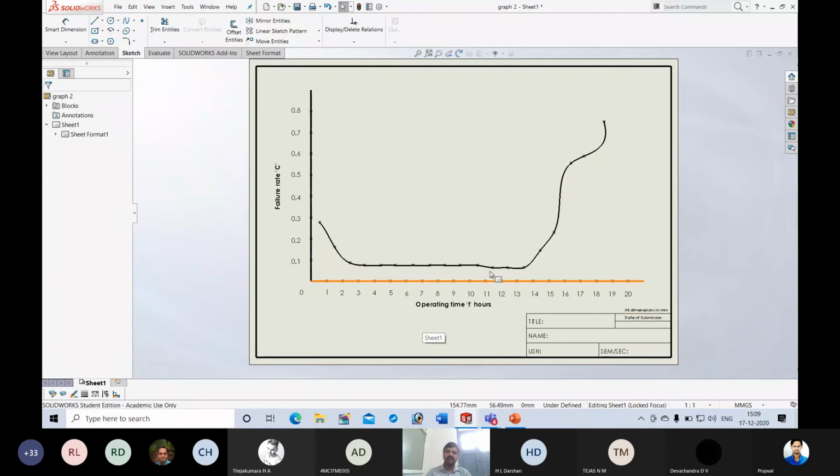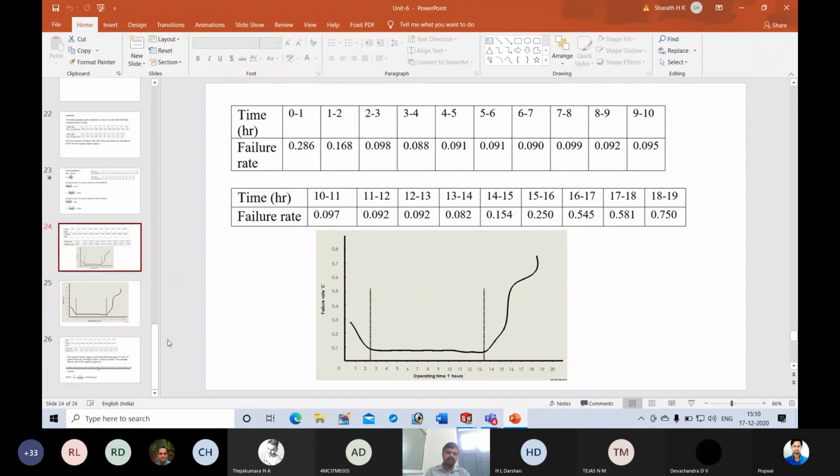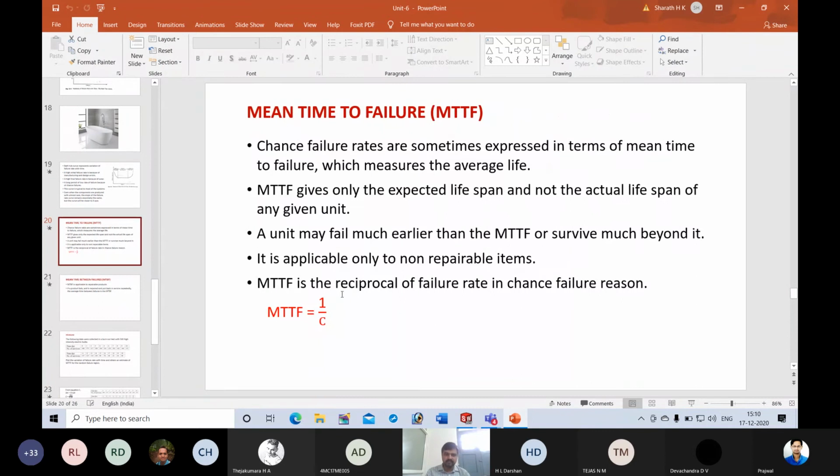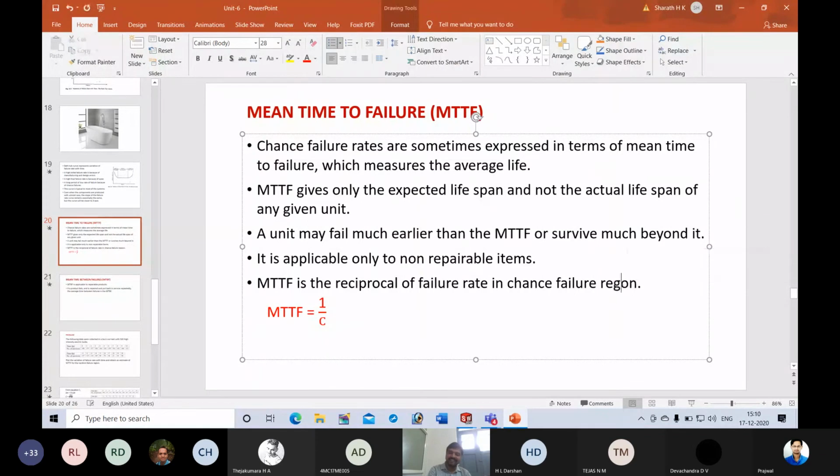After connecting all the points, the next thing is, you cannot consider the entire curve in order to find the mean time to failure. We already discussed that mean time to failure is the reciprocal of failure rate in the chance failure region. You have to consider only the chance failure region. So this is the chance failure region.